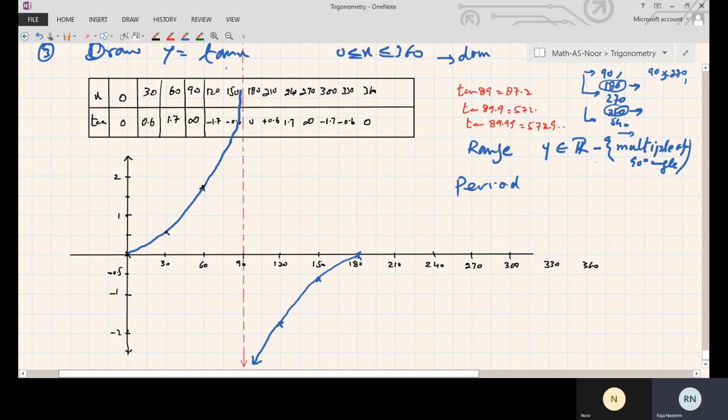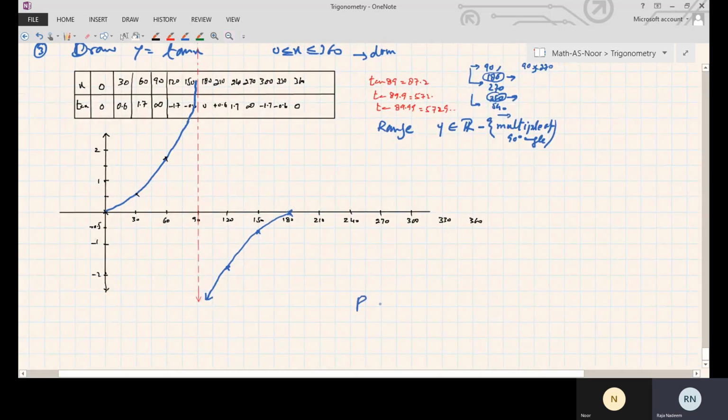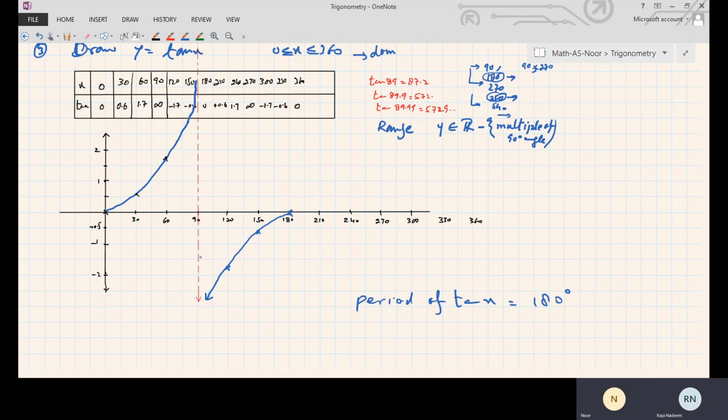Next is period. When I say period of tan of x, it would be 180. This is the period of tan of x. 180 means it completes its one revolution in 180 degrees. So the period of tan is 180.